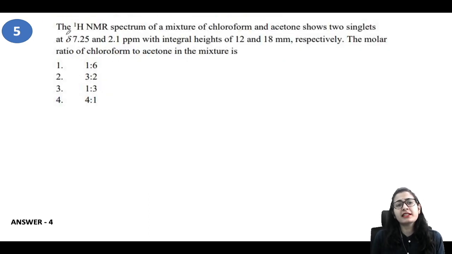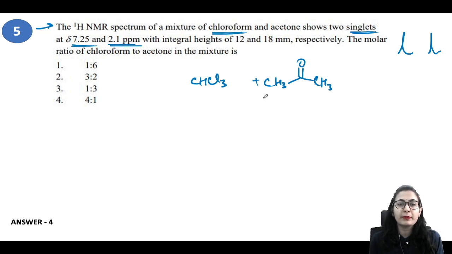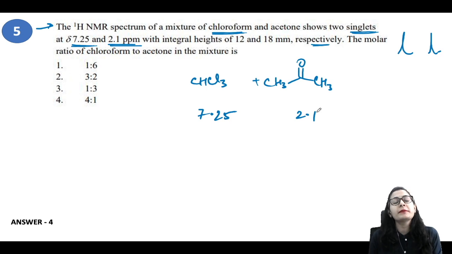Okay. Next important question: the proton NMR spectrum of a mixture of chloroform, CHCl3, and acetone, CH3COCH3, shows two singlets, remember that, no splitting, at 7.25 and 2.1 ppm respectively. So this is going to show you 7.25 and this is going to show you 2.1. Definitely, because there are 3 chlorines connected, so this is a very deshielded proton. Now this is actually of no importance to us.